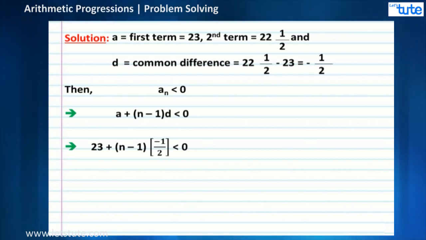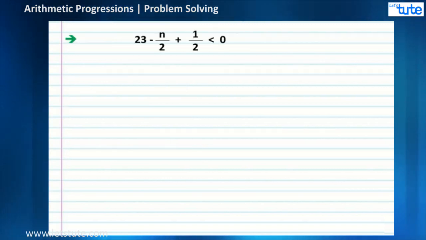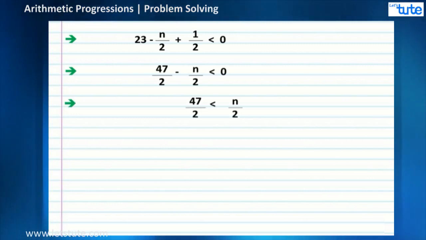Now by opening the brackets we get 23 minus n upon 2 plus half is less than 0. By cross multiplication we get 47 upon 2 minus n upon 2 is less than 0. Now let us take minus n upon 2 to the right hand side. By doing that we get 47 upon 2 is less than n upon 2. By cancelling out 2 from both the sides we get 47 is less than n. Now this can also be written as n is greater than 47.